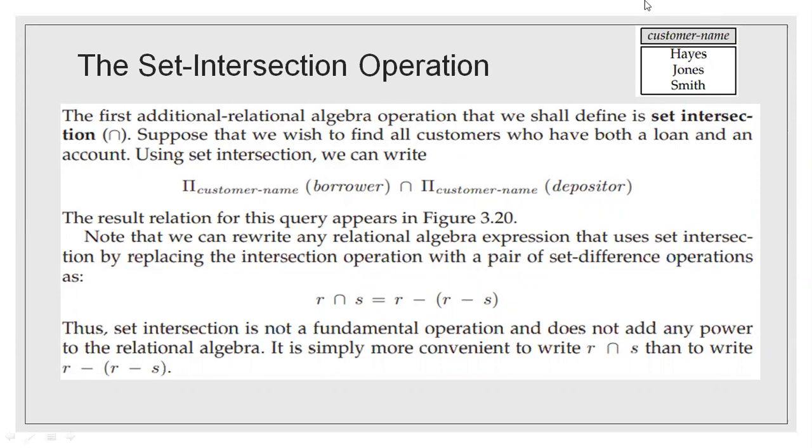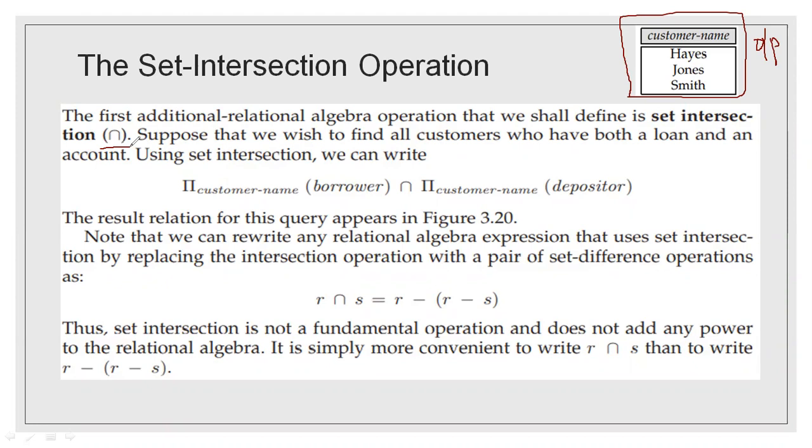Now, before I explain this slide, I'll make it clear that this is the output of the query. For the time being, don't look at the output. Let me explain the query first, then we will go to the output. The first additional relational algebra operation that we shall define is set intersection, denoted with such a symbol. Suppose that we wish to find all customers who have both a loan and an account.